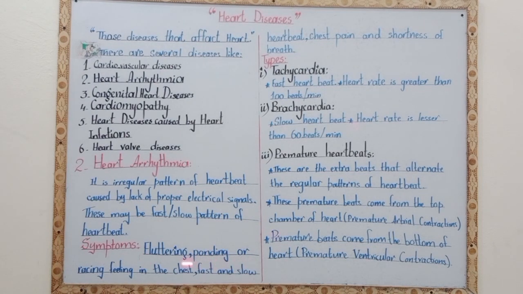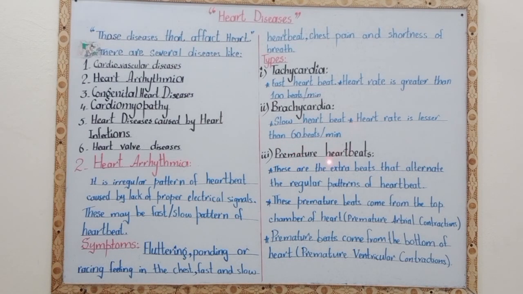Next are the symptoms of heart arrhythmia: fluttering, pounding or racing feeling in the chest, fast or slow heartbeat, chest pain and shortness of breath. The types of heart arrhythmia are tachycardia, bradycardia and premature heartbeats. What is tachycardia? Faster heartbeat, meaning a heart rate greater than 100 beats per minute, while in bradycardia there is a slow heartbeat, a heart rate lower than 60 beats per minute.